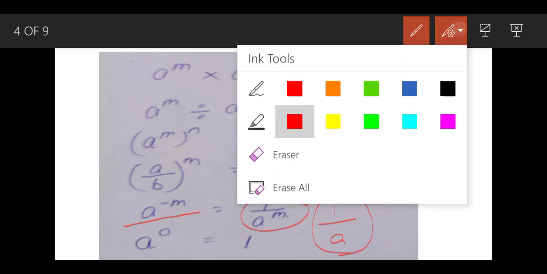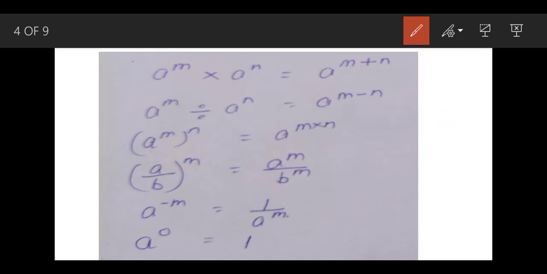Again, for a non-zero number, to the power 0 is 1. Means a to the power 0 means 1. Any number other than 0 to the power 0 is 1. Let it be minus 5, minus 1000, 2.6, to the power 0, all to the power 0 is 1, except 0 to the power 0.